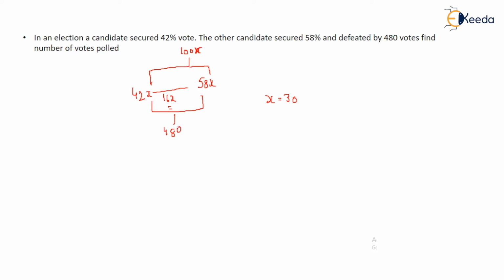16x equal to 480. So you will simply divide by 16. So x value is 30. So you can simply put this value in this, right? So 100 into 30, that is how much? 3000 votes. So 3000 was the number of votes that were cast in the election. Simple. Let's move towards the next question.